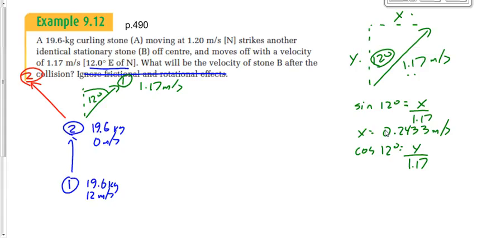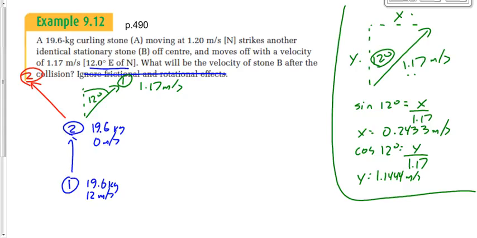For that, we get 1.1444 meters per second. I'm telling you this, every time you see a funny angle, and by a funny angle, I mean something that's not 90 degrees. Every time you see a funny angle, you need to do this.